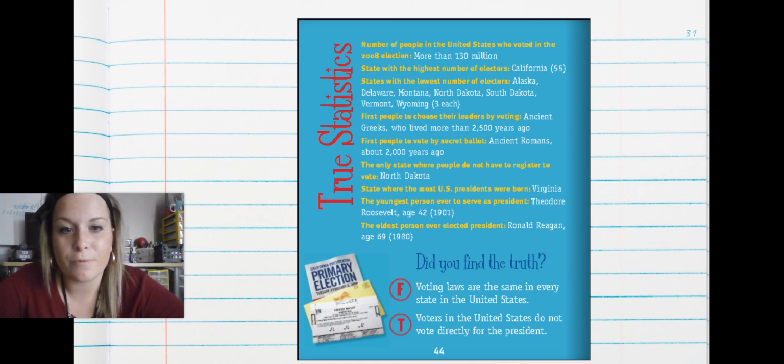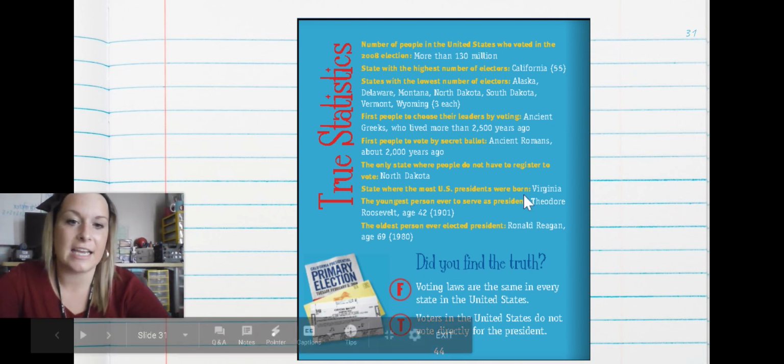The state where the most U.S. presidents were born is Virginia. The youngest person to ever serve as president was Theodore Roosevelt at age 42 in 1901. And the oldest person ever elected president was Ronald Reagan at age 69 in 1980.